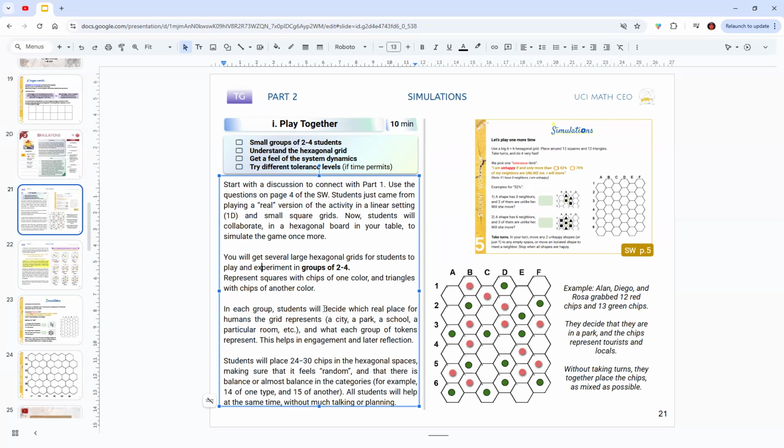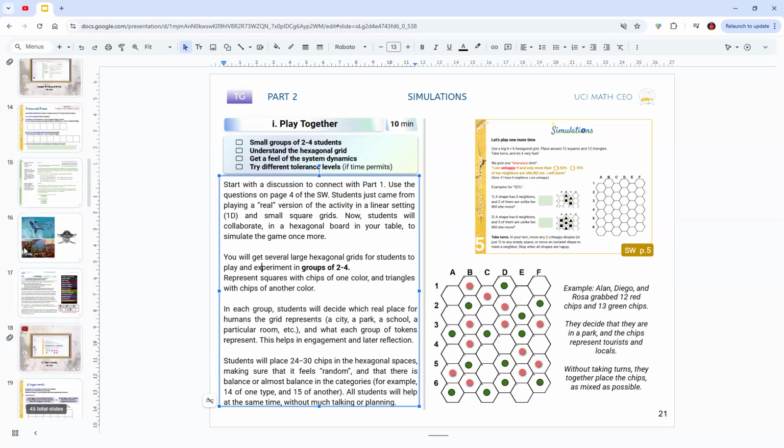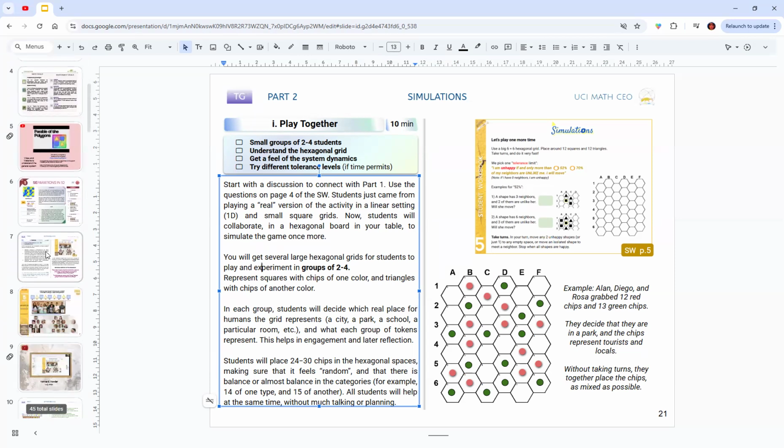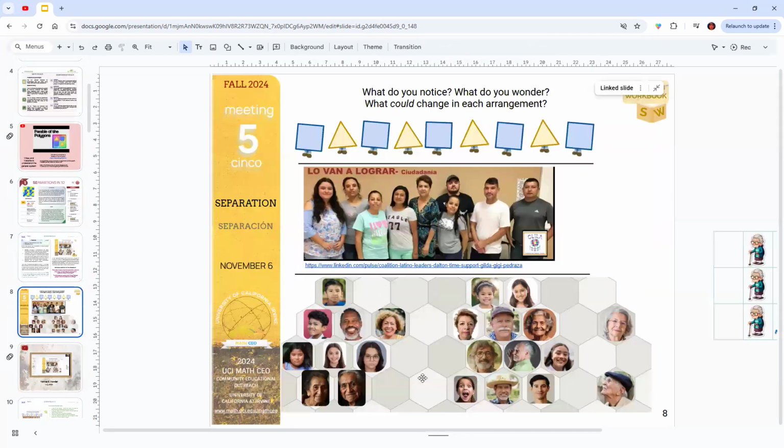Students will decide in their small groups which real place is represented by this grid, whether it's a city or a park, a school, some particular room, a theater. Anything is valid for people and what each group of tokens represents. It connects a little with the notice and wonder from this part, where we didn't know where these people were, maybe in a neighborhood, and they were young and old.